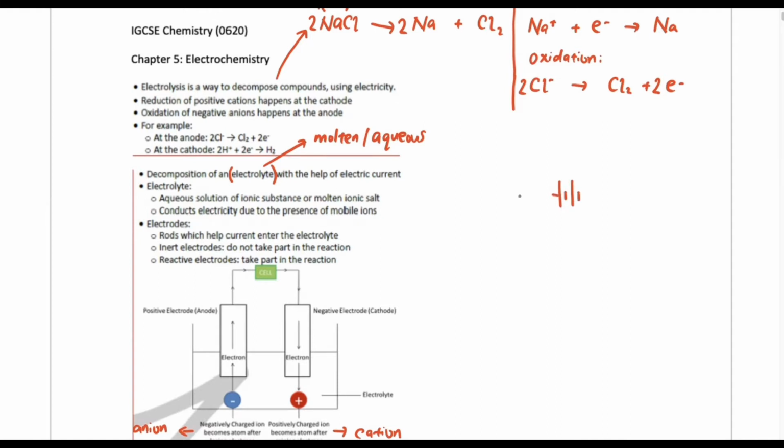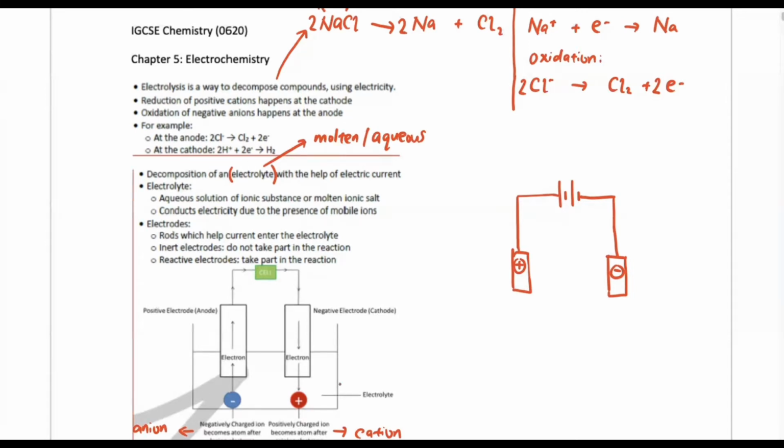Okay, to represent the cell. If you see a longer line connected to the electrode, this is the positive electrode. Positive electrode is anode. If they are using the shorter line to connect to the electrode, shorter line means negative. So this is the negative electrode. Negative electrode is cathode. And then we have the beaker.